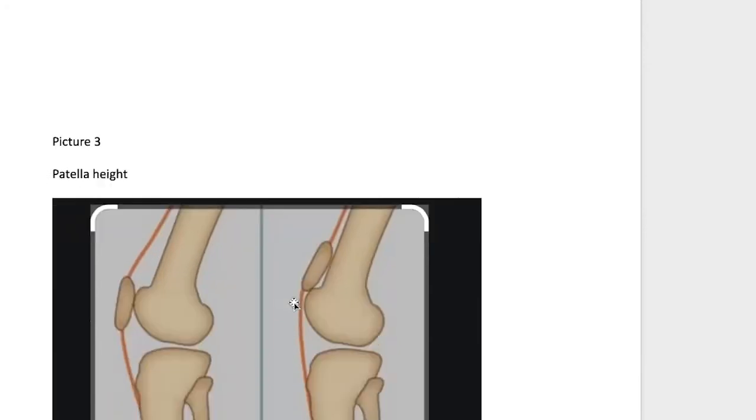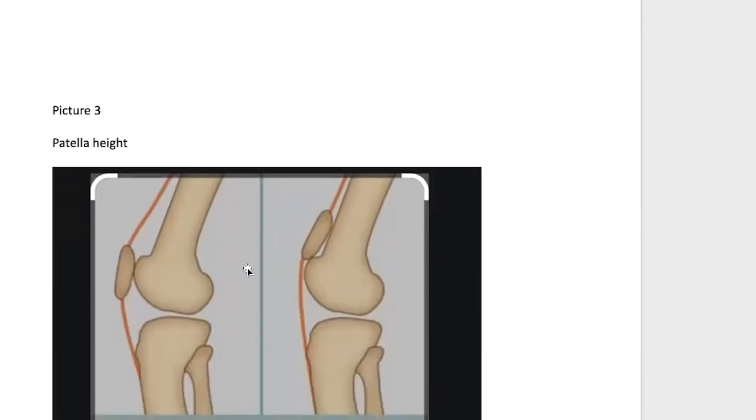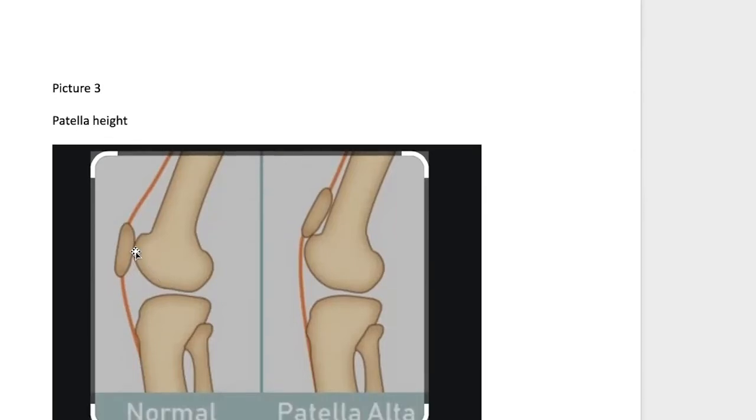Another slide. Here, you might have a normal shape of both patella and trochlea, but sometimes the patella just doesn't sit where it should sit, meaning this is a normal patella position. And here, the patella sits way high up. It's called patella alta.